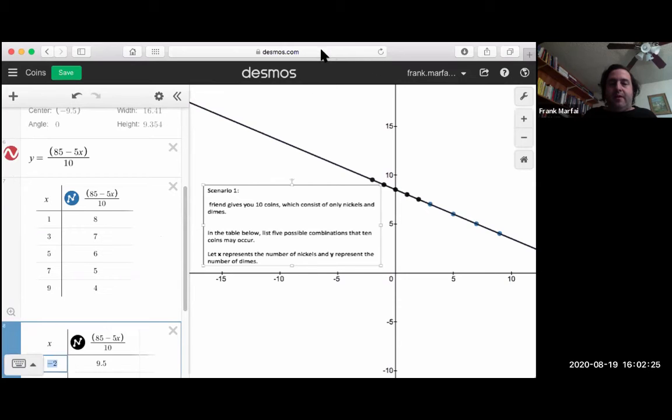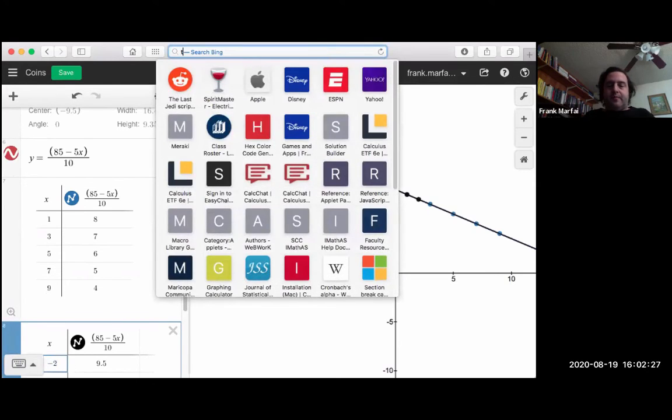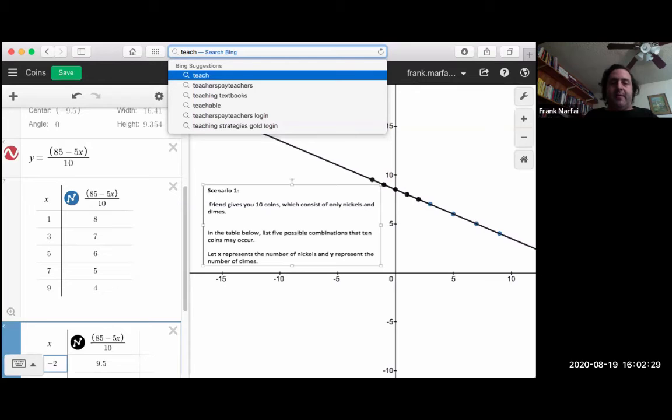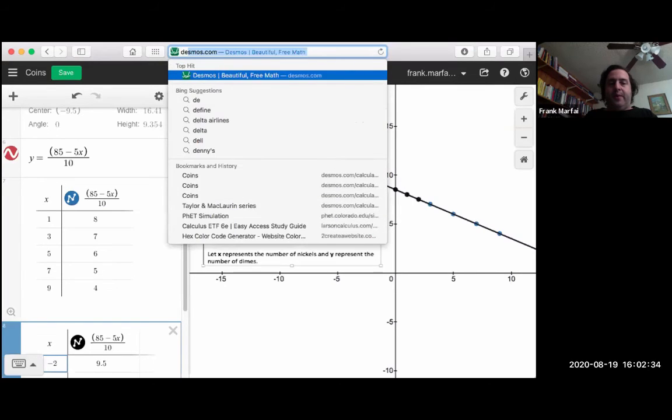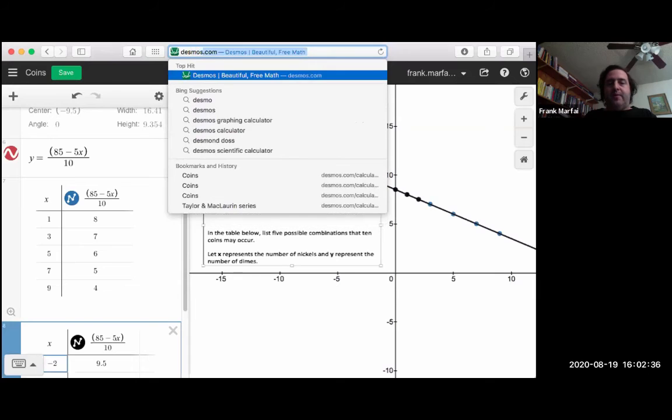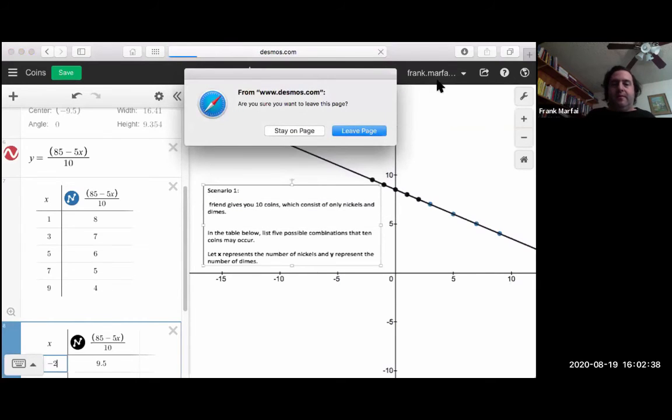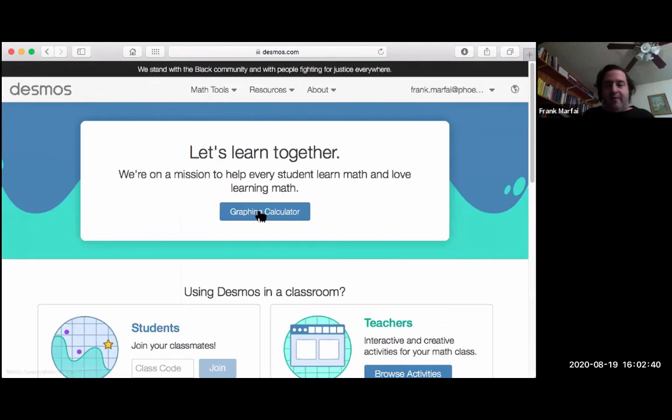One other thing that you can do with Desmos, since I now am logged in, and I'm not gonna, I mean, I could go back to the PowerPoint, but this was the next PowerPoint in the series. Yeah, I want to leave the page. I had enough of the coins. It's awesome, but not that awesome.